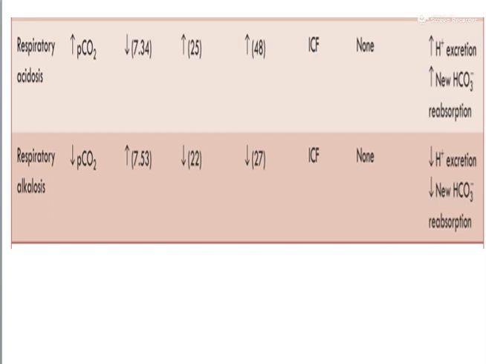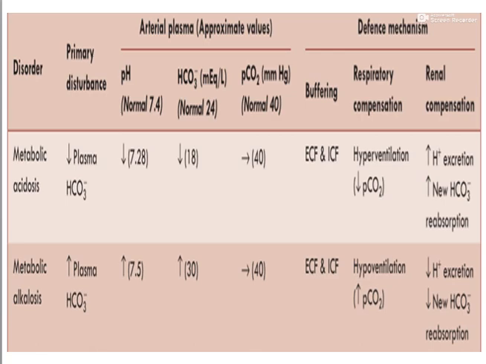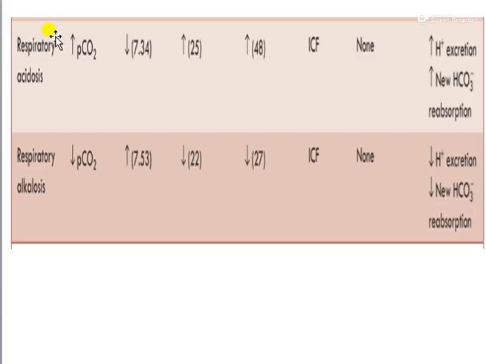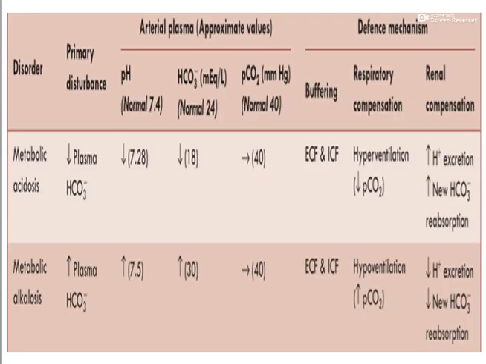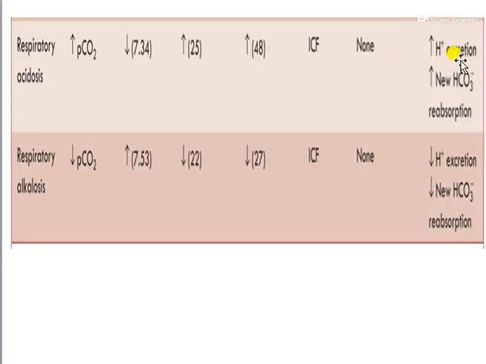In respiratory acidosis, there will be an increase in the partial pressure of CO2, the pH will decrease to 7.3, there will be an increase in bicarbonate ion, and the defense mechanism will increase H+ excretion and increase bicarbonate reabsorption.